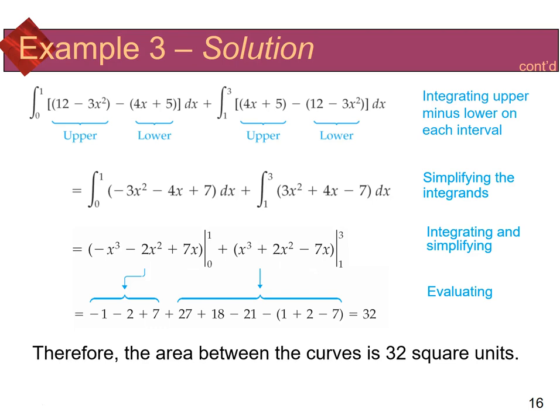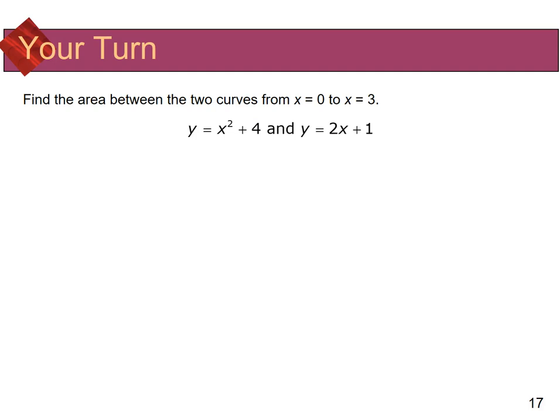So let's have you give this a couple of tries yourself. I want you to find the area between the two curves from 0 to 3, where your two curves are y equals x squared plus 4 and y equals 2x plus 1.